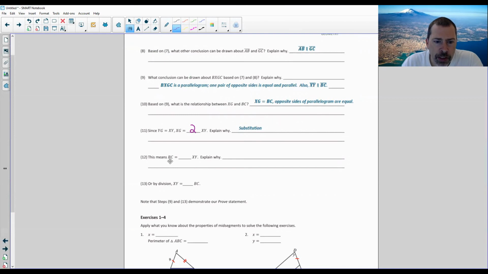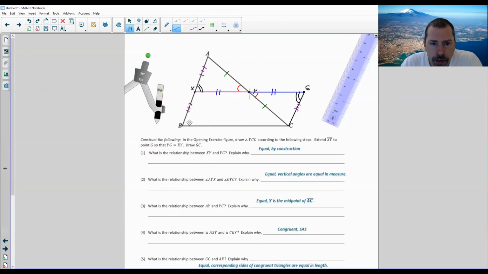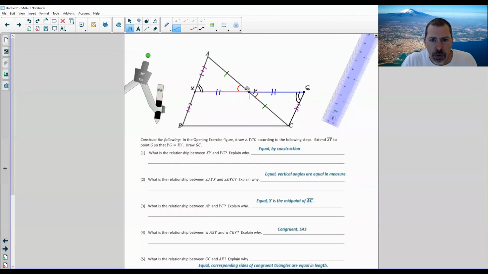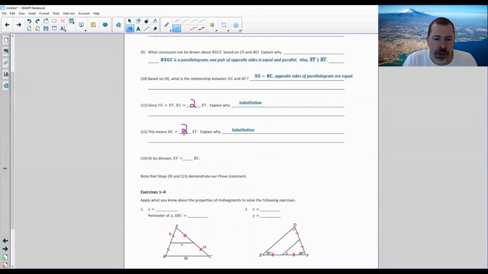Okay, then this means BC equals what of XY? Well, if BC equals XG, and XG is 2 times XY, then BC is 2 times XY. So this means BC is also 2 times XY. Reason? Substitution again. So now number 13 says, or by division, XY is what of BC? Well, it's a half. Okay, it is 1/2 BC.